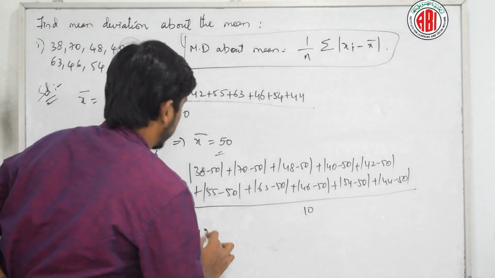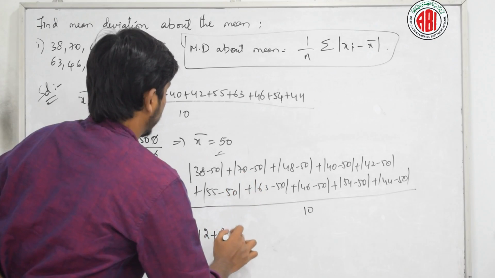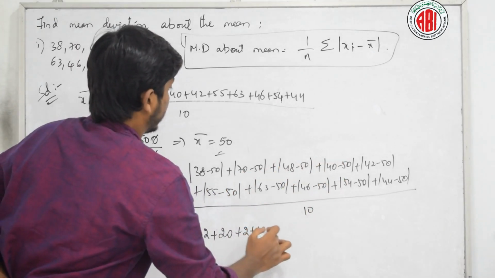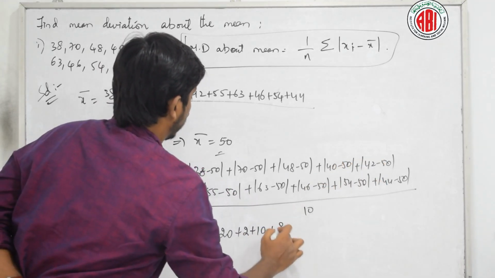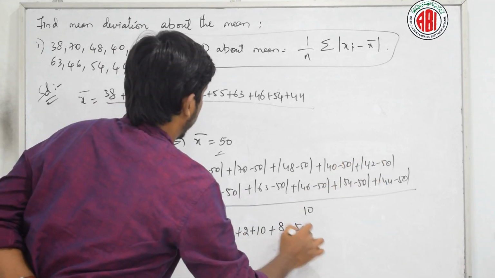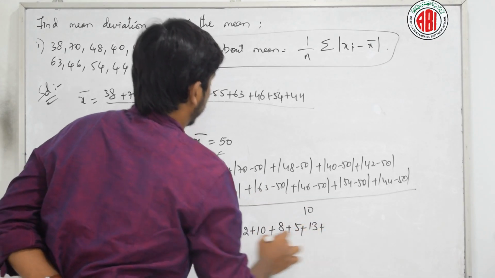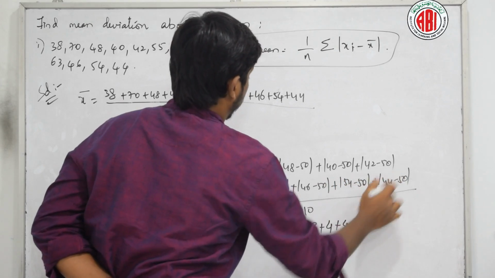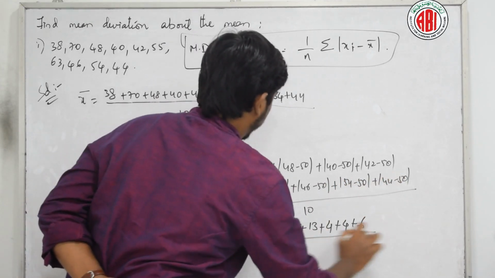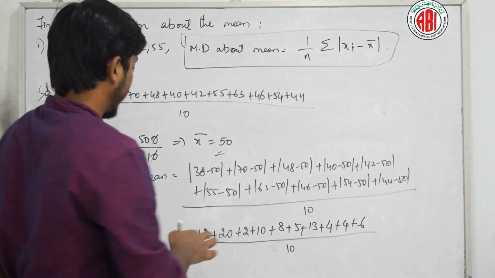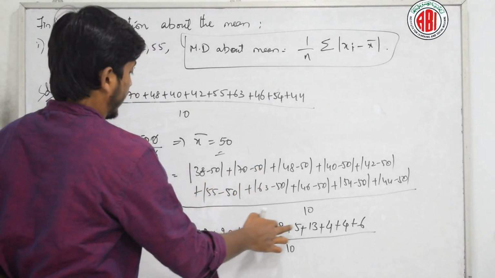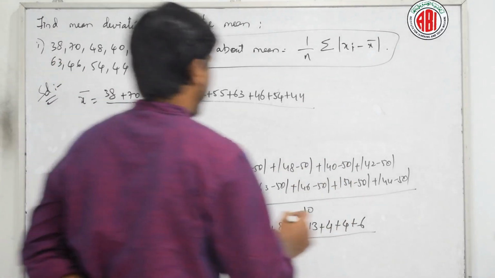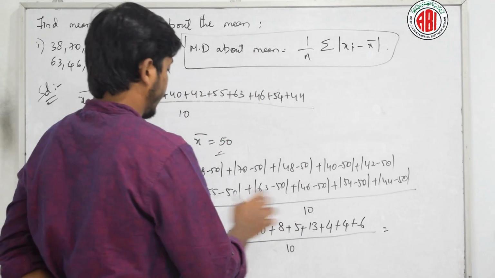38 minus 50 is 12, 70 minus 50 is 20, 48 minus 50 is 2, 40 minus 50 is 10, 42 minus 50 is 8, 55 minus 50 is 5, 63 minus 50 is 13, 46 minus 50 is 4, here also it is 4 and here it is 6, whole divided by 10. Right, check if we got 10: 1, 2, 3, 4, 5, 6, 7, 8, 9, 10, done. Is it right? Now let us add everything and check the number.